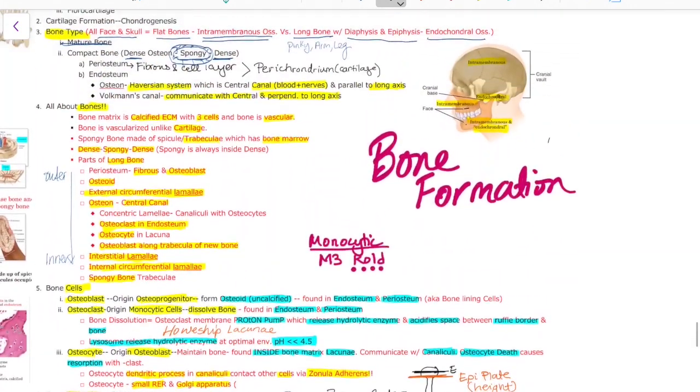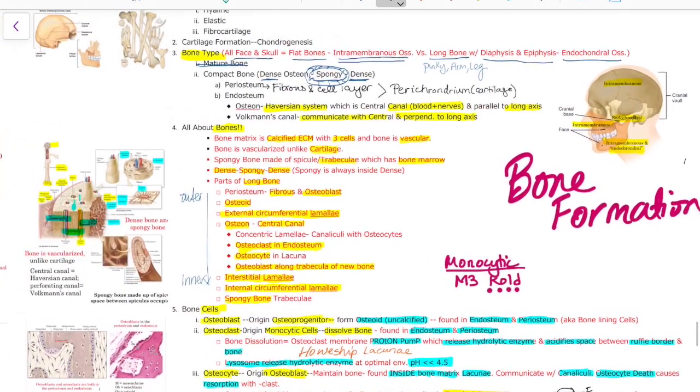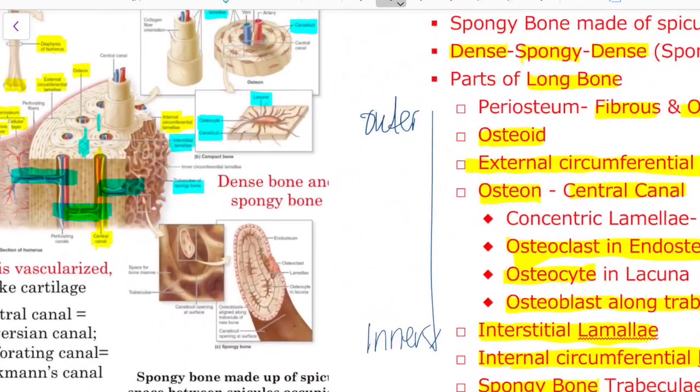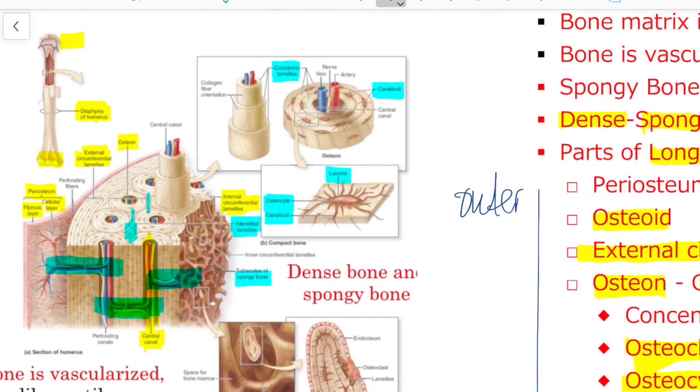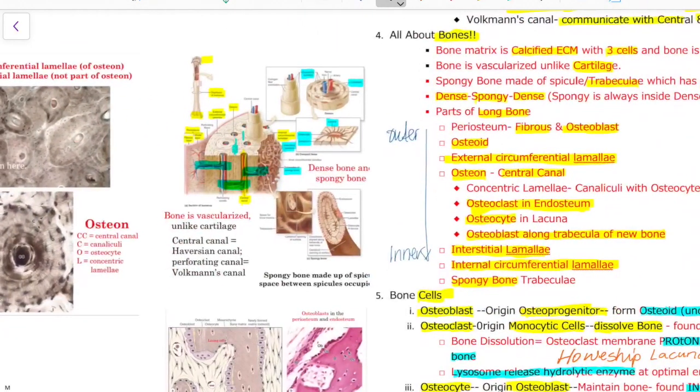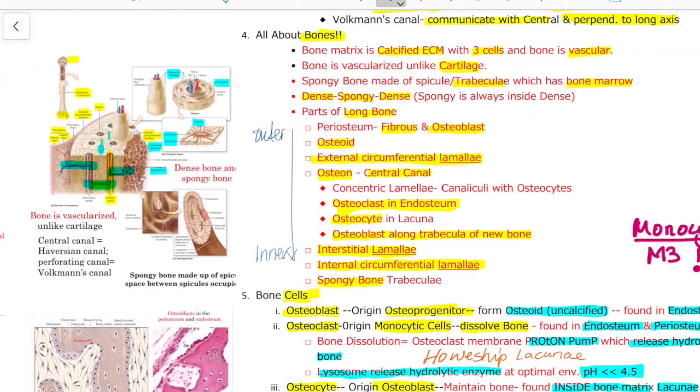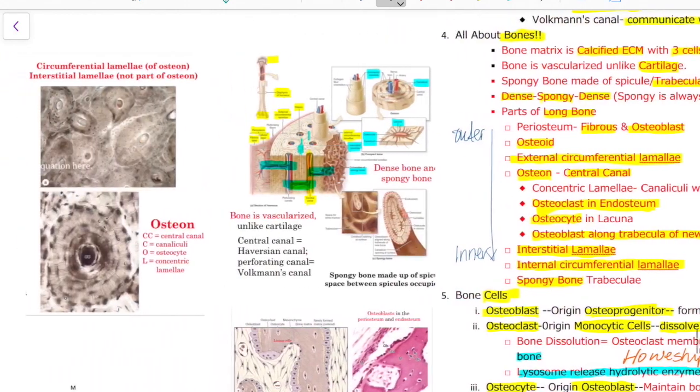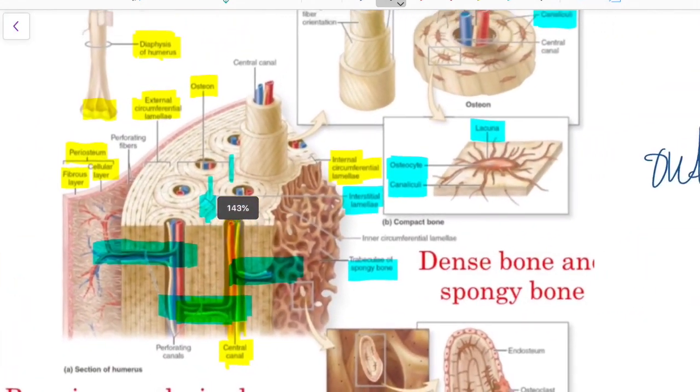So that is everything about bone. We mostly cared about intramembranous bone formation because those are the dental bones or the flat skull bones. Then we have the structure of bone as shown here. So we will go from the most outer periosteum where we find both osteoblasts and osteoclasts. You find them in the endosteum and periosteum.